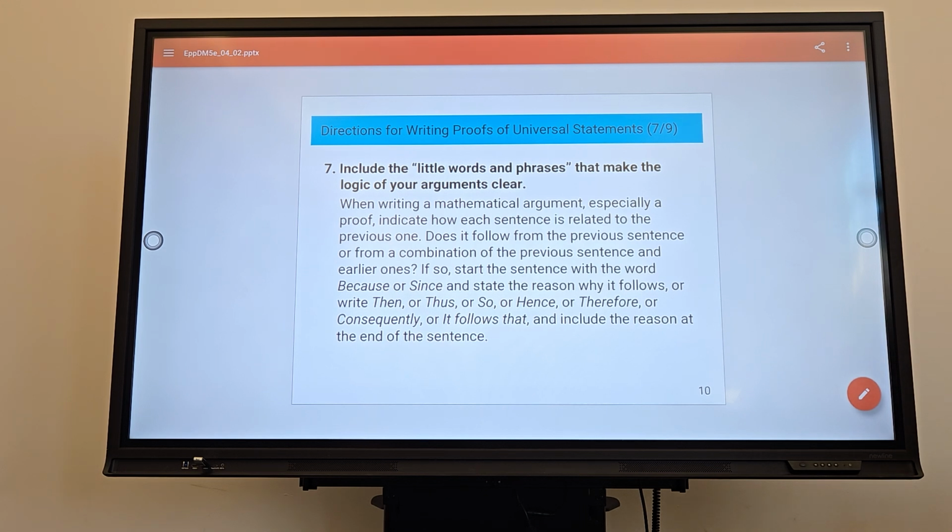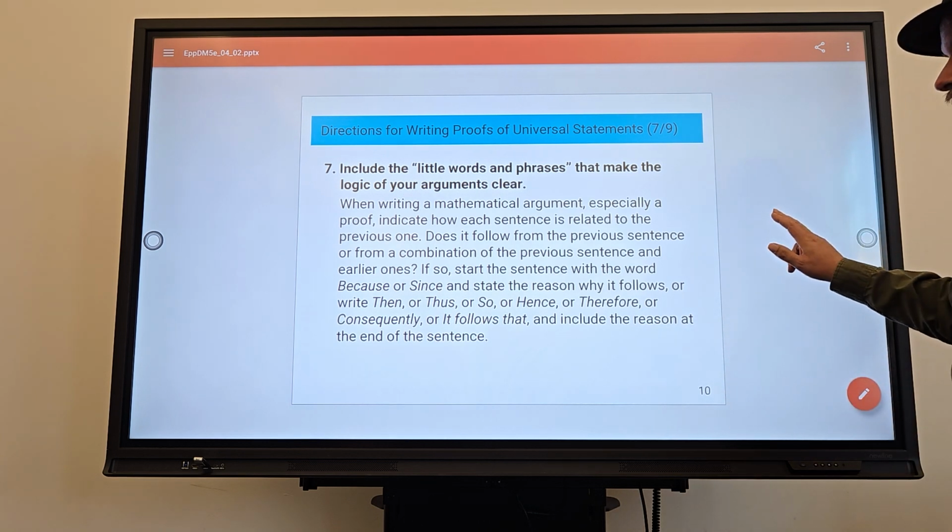So you can start sentences with because or since and state the reason why it follows, or right then, or thus, or so, or hence, or therefore, or consequently, or it follows that, and include the reason at the end of the sentence. But those little words and phrases make it clear or clearer to the reader what steps are being taken and why, when you have the reason at the end of the sentence.